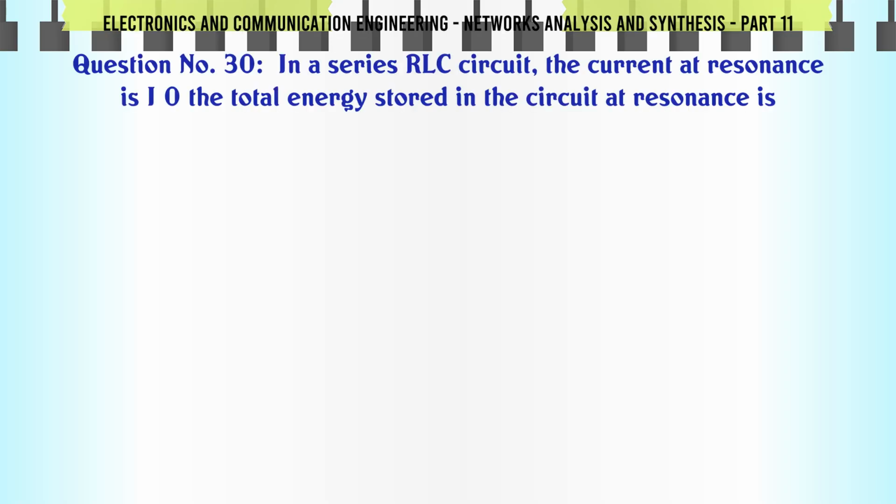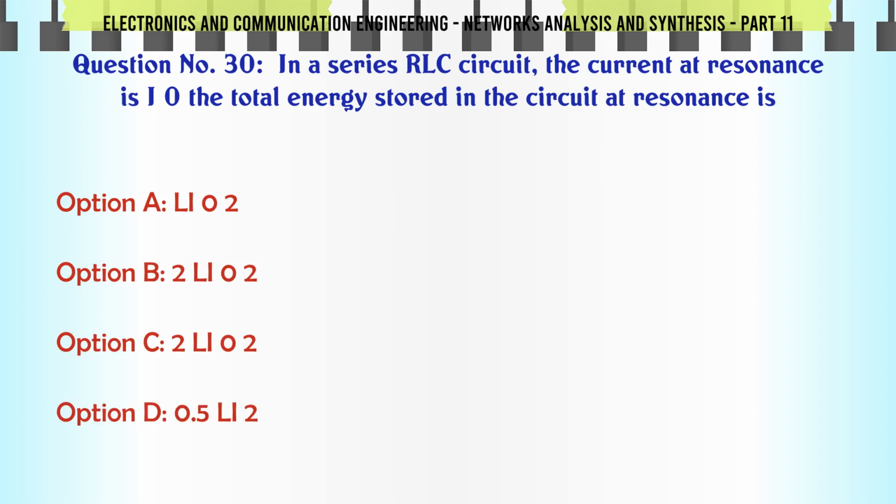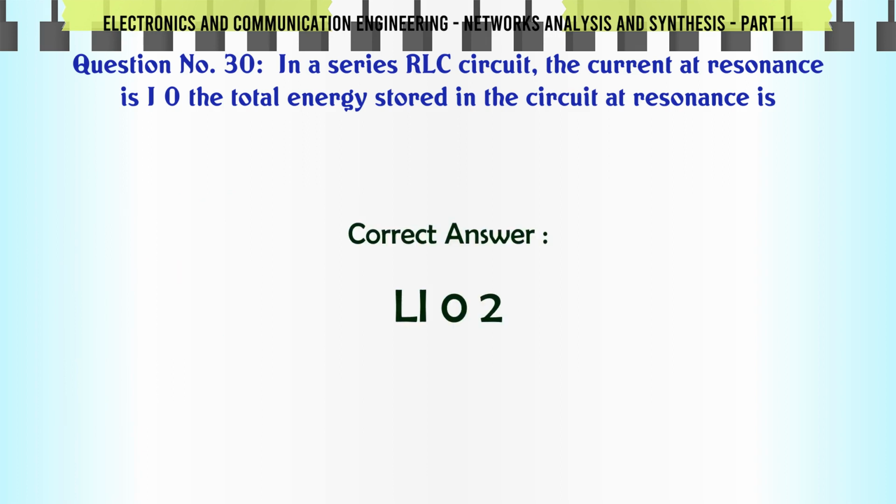In a series RLC circuit, the current at resonance is I0. The total energy stored in the circuit at resonance is: A) L I0^2, B) 2 L I0^2, C) 0.5 L I0^2, D) 0.5 L I0^2. The correct answer is L I0^2.